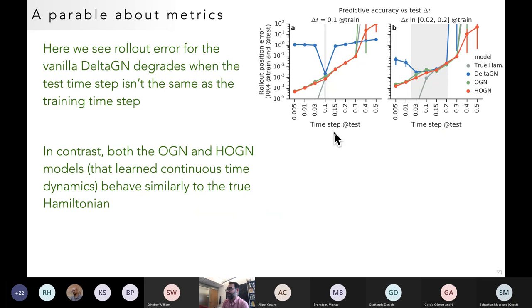And here are just some other examples of plots like that. Here you see we trained the networks where the model rollout had a delta time step of 0.1, in arbitrary units, 0.1 seconds or something. Then the delta graph network performs quite well if we use the same time step at test time. But if we use a different time step at test time, it doesn't perform well. The error is quite large. But you see that the other approaches that learn a kind of continuous time dynamics, the OGN and the HOGN, perform quite well and generalize across different time steps because they learned the intrinsic physics better.